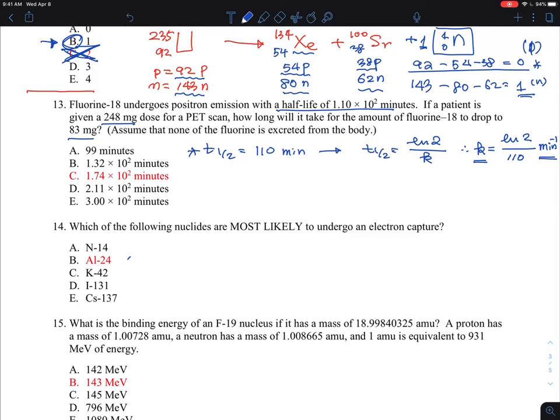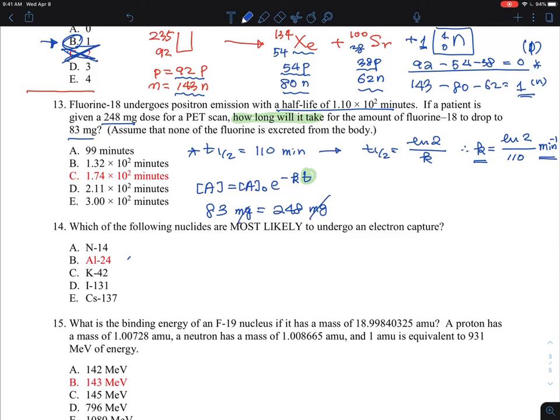And then you can choose the first order reaction equation like this, minus kt. And here, what they want is how long will it take, right? How long will it take? And that means you need to find the time here. Okay, so that's the time that you need to find. And then they give you this answer, 83 milligram, and your initial amount is 248 milligram.